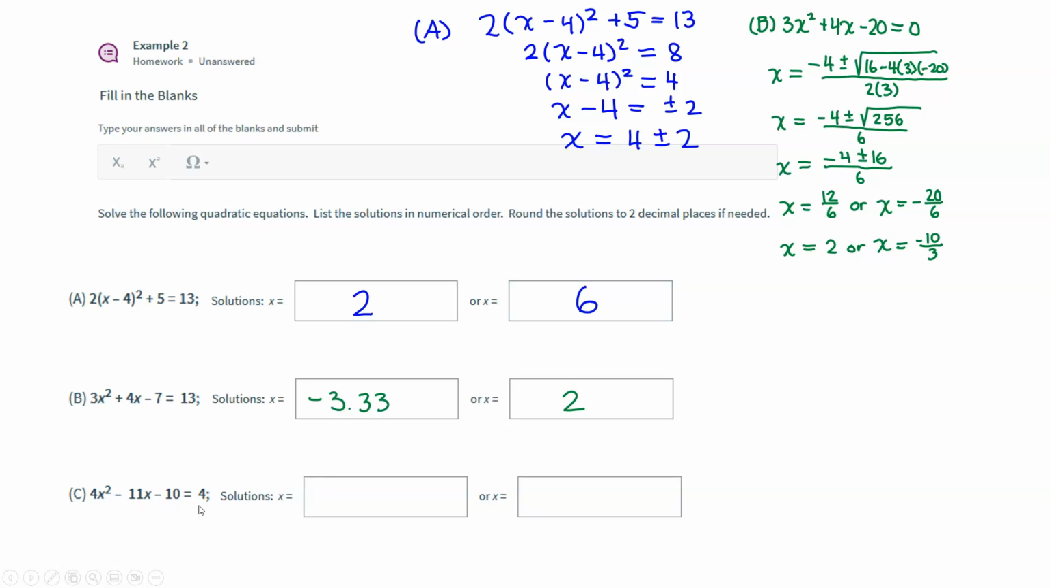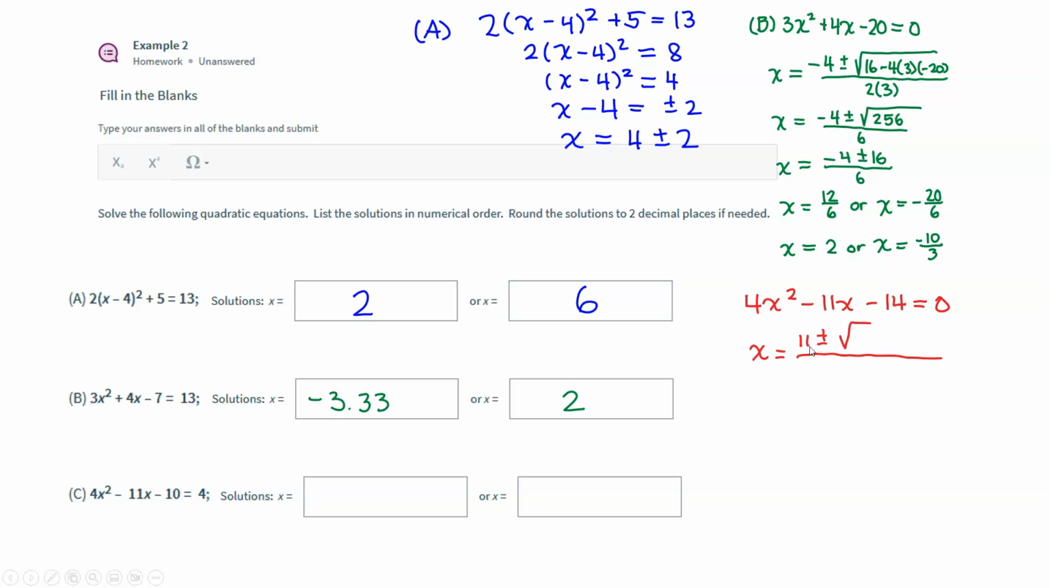Likewise for this one, I'm going to first subtract 4 from both sides to get 4x squared minus 11x minus 14 equals 0. I have to have it set equal to 0 to use the quadratic formula. I'd also have to have it set equal to 0 if I wanted to factor it too. None of these are divisible by the same value, so I'm just going to start using the quadratic formula.